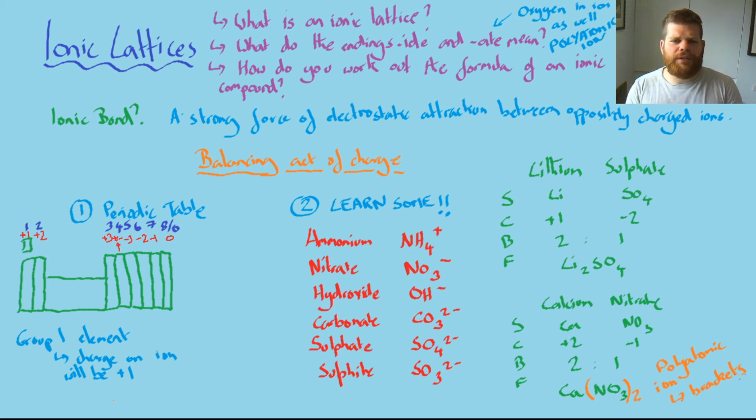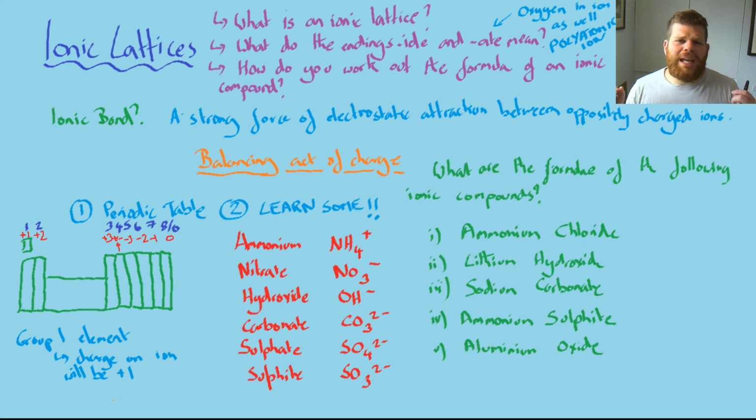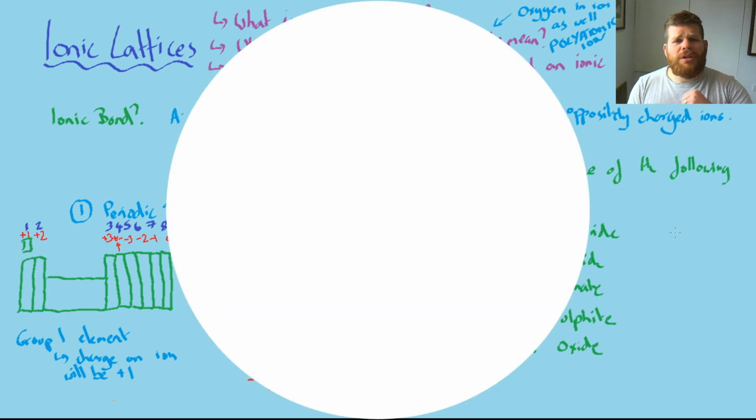So how about you have a go at a few? Here we go, here are some questions for you. What are the formulae of the following ionic compounds? We've got ammonium chloride, lithium hydroxide, sodium carbonate, ammonium sulfate, and aluminium oxide. You will need a periodic table for this, so there is a link in the description below for a periodic table that you can use. However, have a go at them, pause the video, come back and see if you're right.